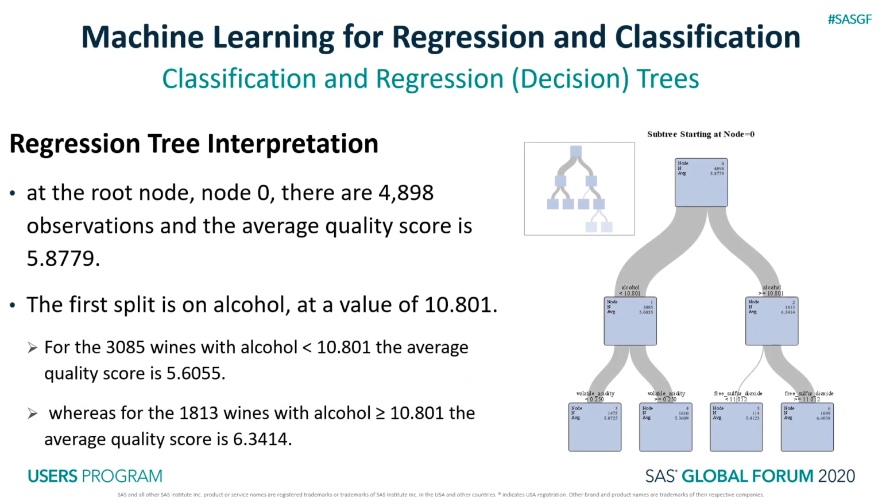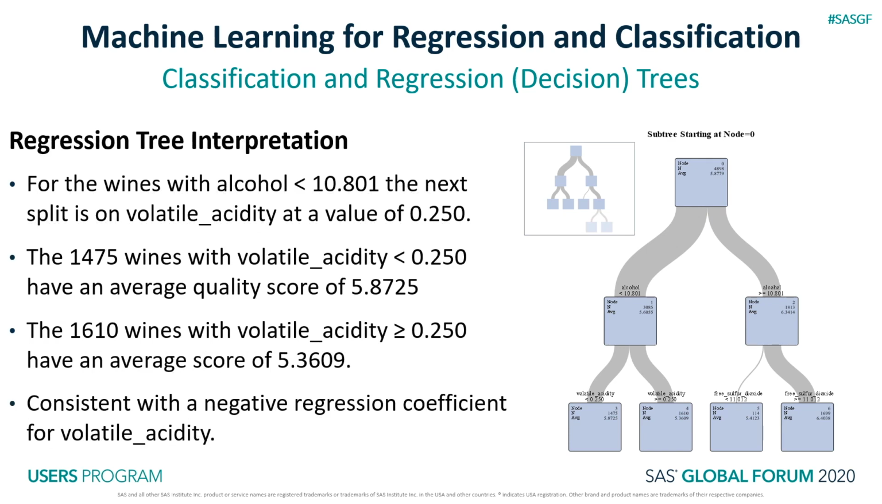And here's the tree. It may be hard to read these values. I'm sorry, I don't know how to enlarge those values. But at the root node, there are nearly 5,000 observations, and the average quality score is about 5.88. The first split is on alcohol at a value of 10.801. For the 3,085 wines with an alcohol less than 10.8%, the average quality score is 5.6, whereas for the 1,813 wines with alcohol greater than or equal to 10.8, the average score is a little higher at 6.34.